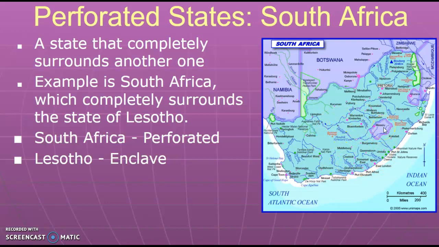Lesotho is called the enclave. South Africa is the perforated state, the one that completely surrounds. So again, the one that completely surrounds is the perforated state. Italy completely surrounds San Marino, which also makes it a perforated state.